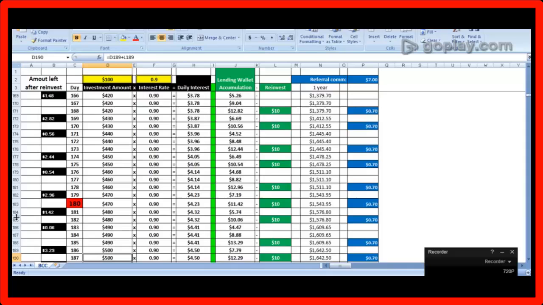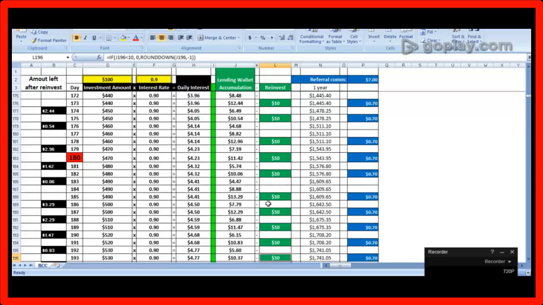Okay, this is 6 months. Your $100 is now $470. You're getting $4.23 a day. And your daily reinvestments are basically every other day now at this point. And that's only in 6 months.